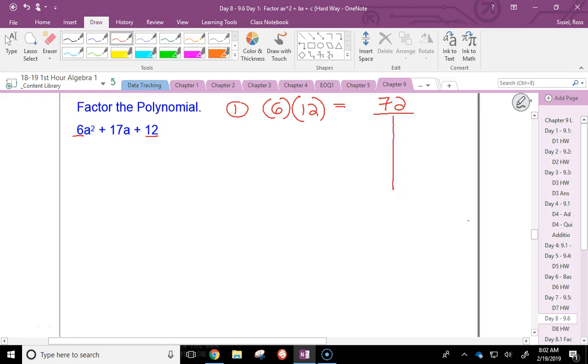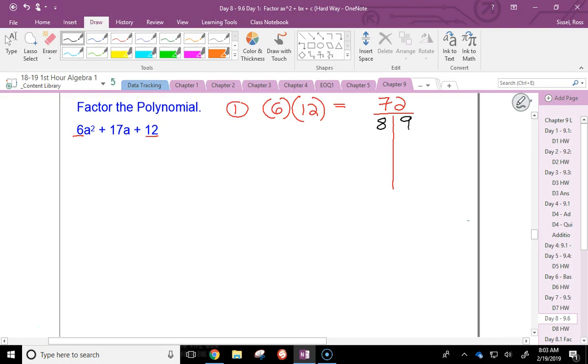Because we're using positives, we're going to add our two factors. When I add the two factors, what do they have to equal? 17. Now, to save time, I could list out every single factor of 72. Or, does anyone know what it is? Good. We could have 8 times 9. 8 times 9 is 72. That solves for that. And 8 plus 9 is 17. Just to save time, we're just giving you that answer. Remember, you could list all the factors and check them.